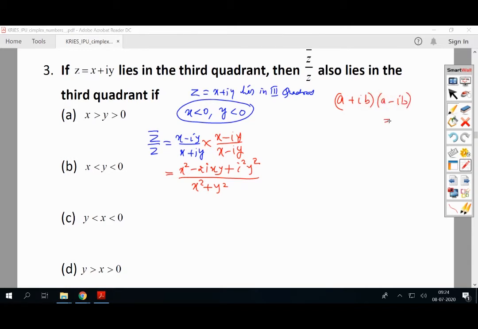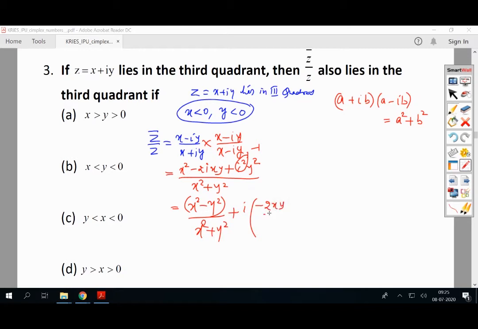Now if we simplify this, x square, this i square is nothing but minus 1, minus y square. So divided by the denominator, I am going to write x square plus i square plus i into, we can have minus 2xy divided by x square plus y square. Correct? So this is z bar divided by z.